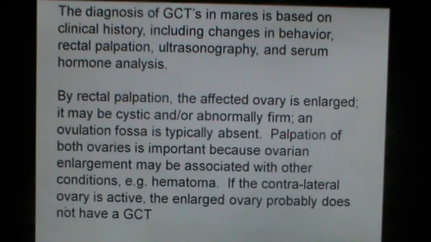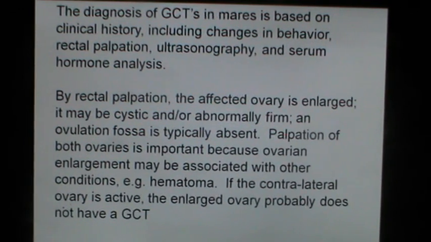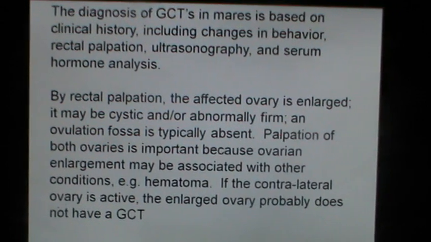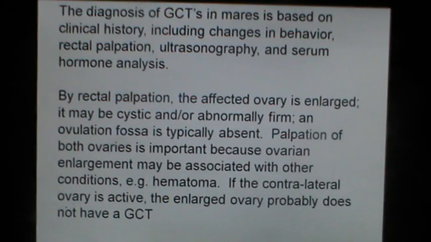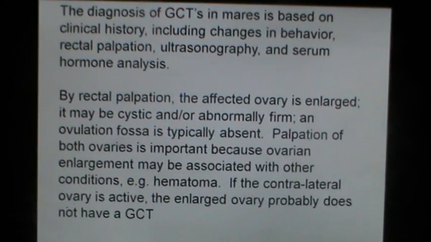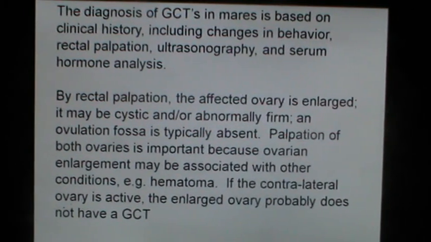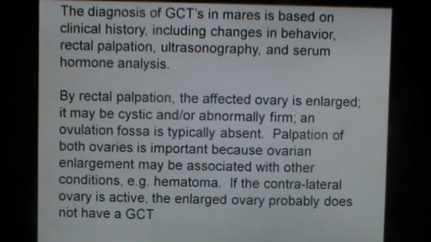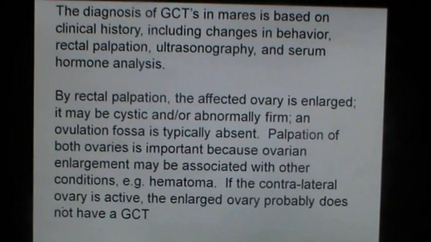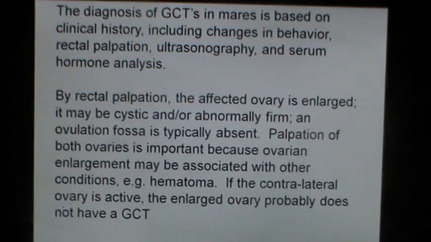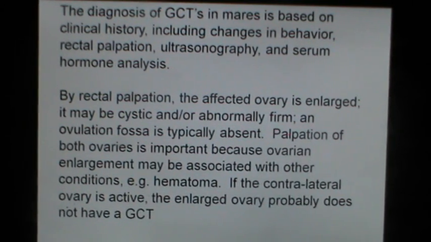The diagnosis of GCTs in mares is based on clinical history, including changes in behavior, rectal palpation, ultrasonography, and serum hormone analysis. By transrectal palpation, the affected ovary is enlarged. It may be cystic and or abnormally firm. An ovulation fossa is typically absent or not palpable. Palpation of both ovaries is important because ovarian enlargement may be associated with other conditions, for example, hematoma. If the contralateral ovary is active, the enlarged ovary probably does not have a GCT.